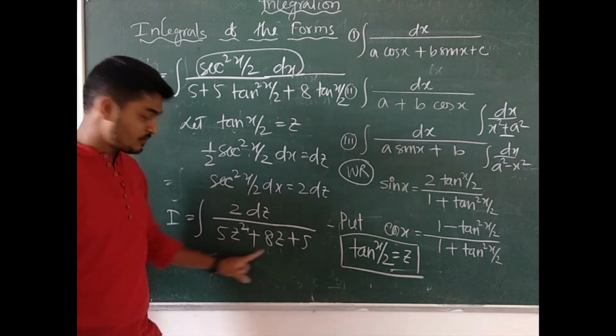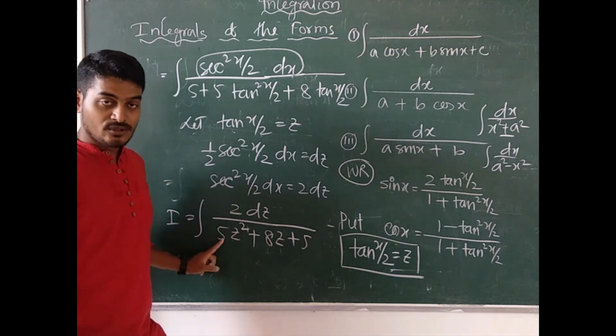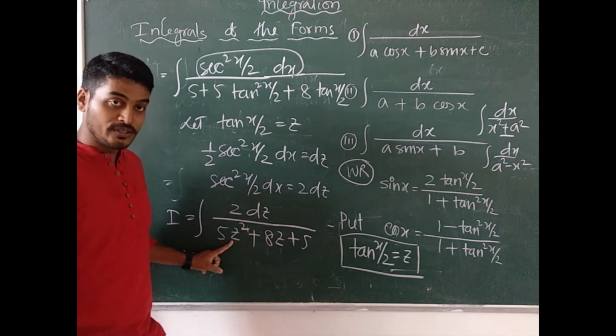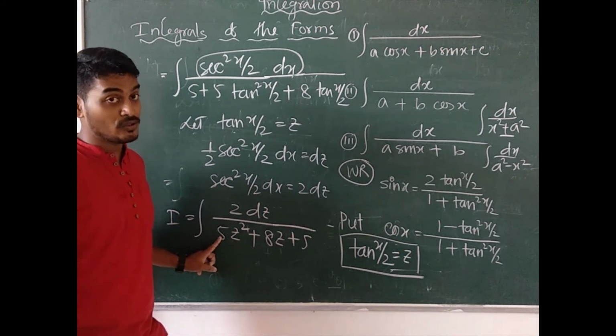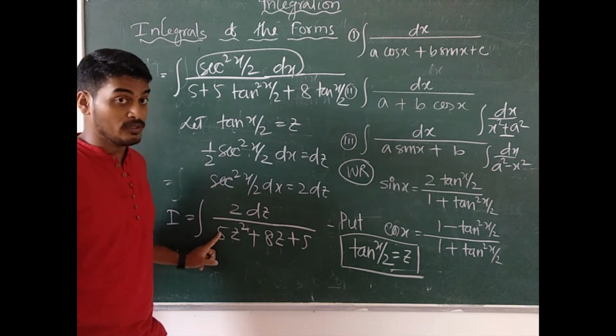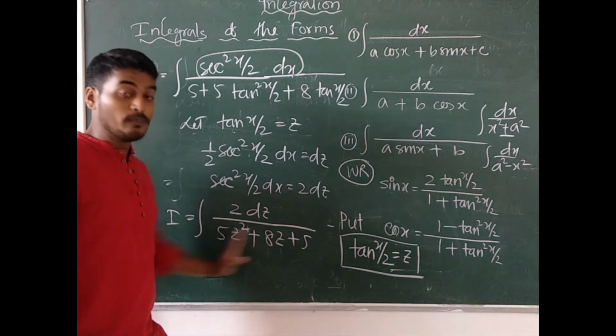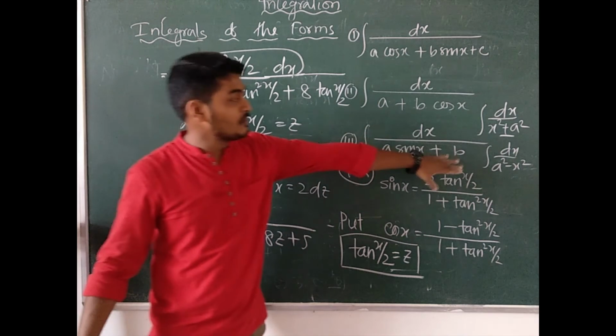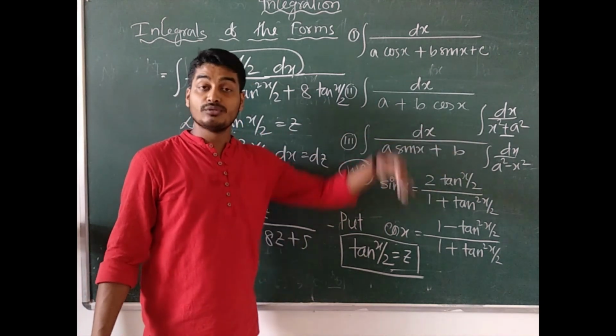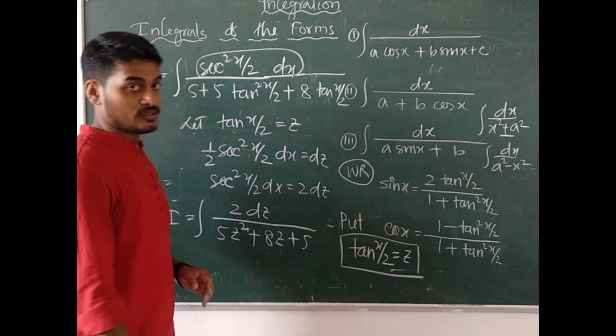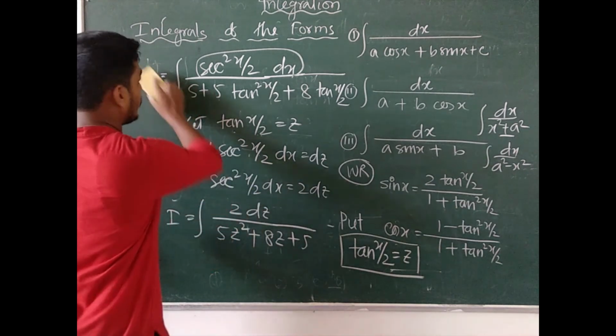What is the procedure? First of all you have to make the coefficient of x square 1. Here x is not there, actually z square is there, so make its coefficient 1. That means you have to take 5 common and bring it outside, complete the square, then see which formula applies. Then put the respective values for all those integrals. So here also we try to apply all those conditions.